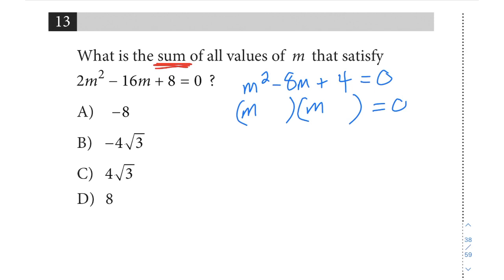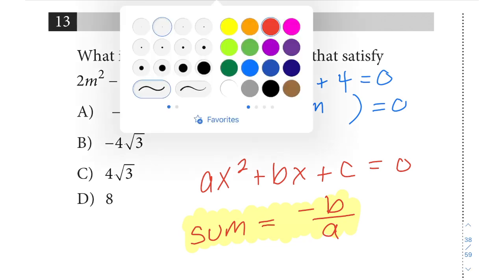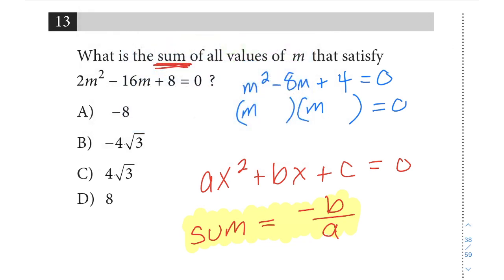So whenever they want the sum of solutions, or the sum of the values, in this case of m, when you have something in ax squared plus bx plus c form, your sum of your solutions will equal negative b over a. And this is really helpful to memorize because it takes something that would otherwise be extremely complicated to solve using quadratic formula and makes it very straightforward. Here we have in the original our values of a, b, and c.